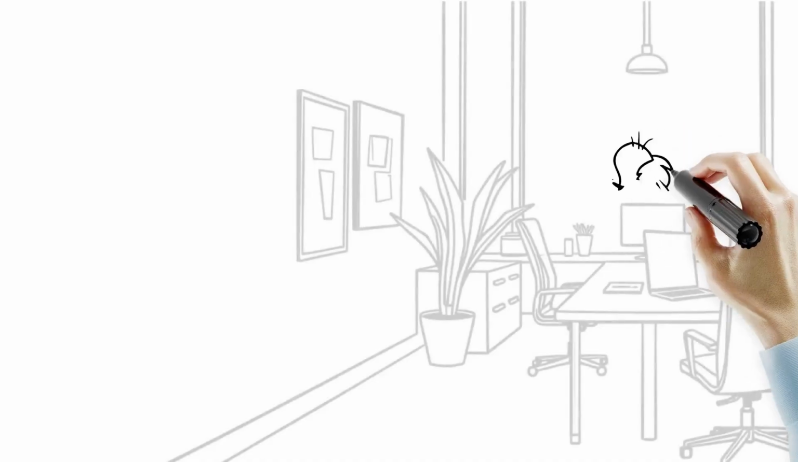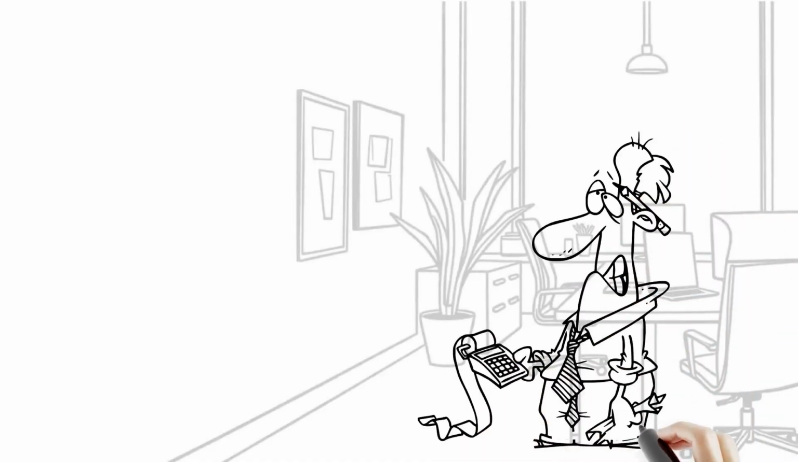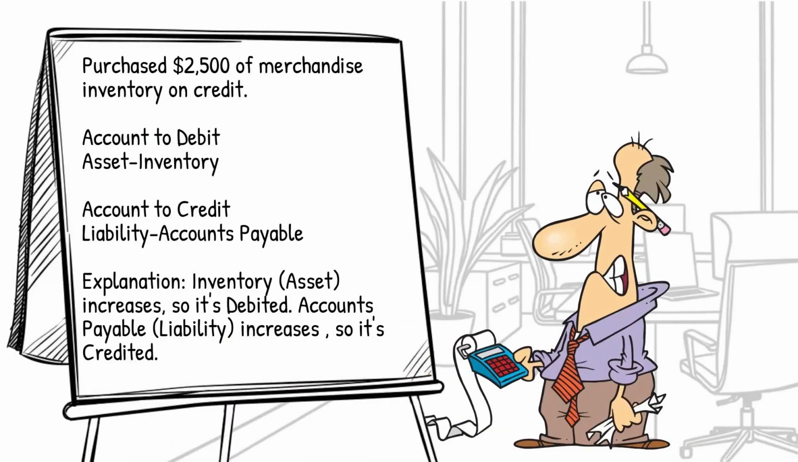Purchased $2,500 of merchandise inventory on credit. Account to debit: asset, inventory. Account to credit: liability, accounts payable. Explanation: inventory asset increases, so it's debited. Accounts payable liability increases, so it's credited.